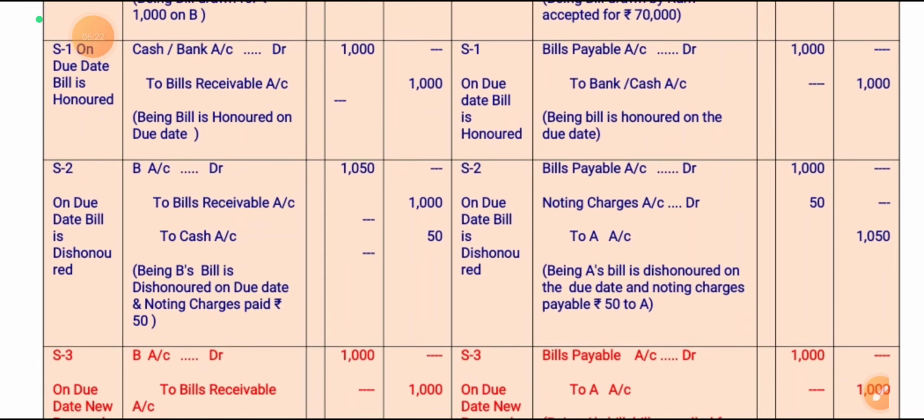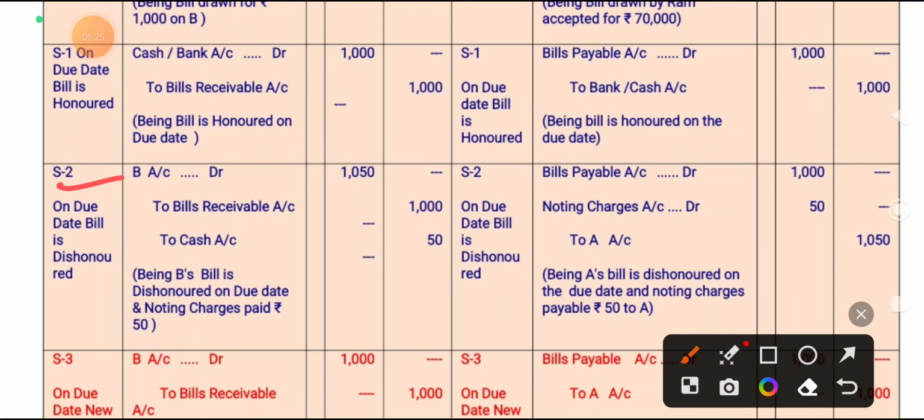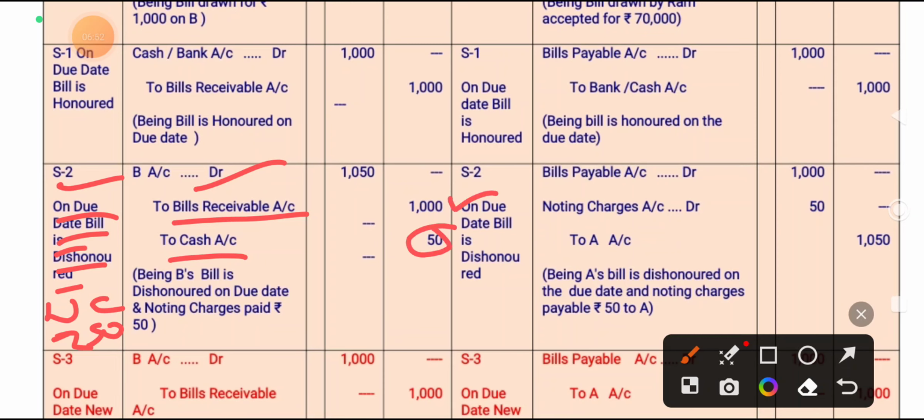From here on, situation 2. What is situation 2? On the due date, bill got dishonored. And noting charges rupees 50 paid. How much? Rupees 50 paid. So in the books of A, B account will be debited, bills receivable account will be credited and to cash account for noting charges. So amount will be bills receivable 1000 rupees, noting charges paid 50 rupees. Together B needs to pay A 1050 rupees.